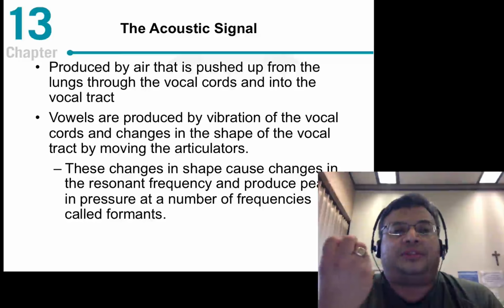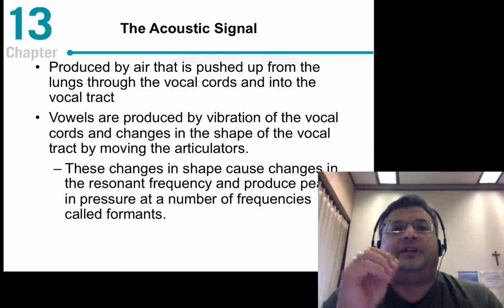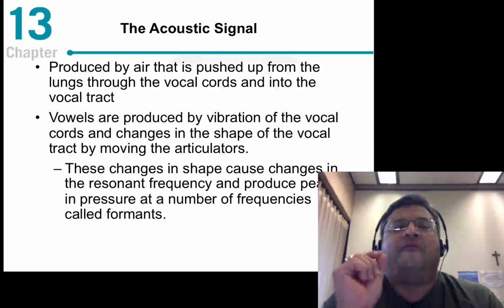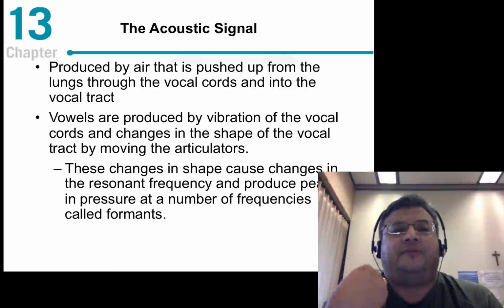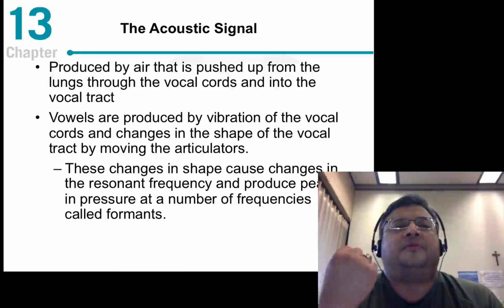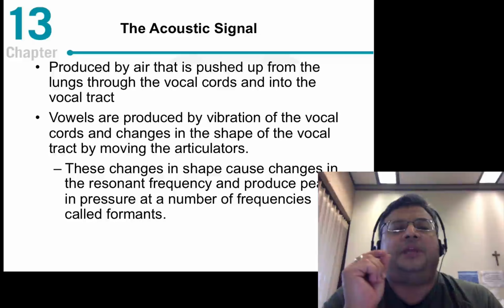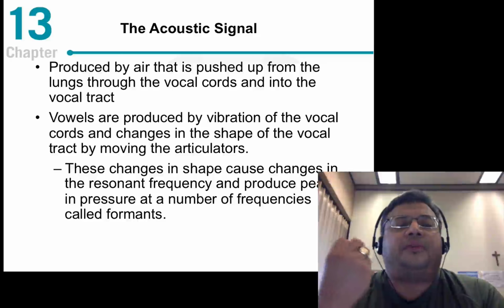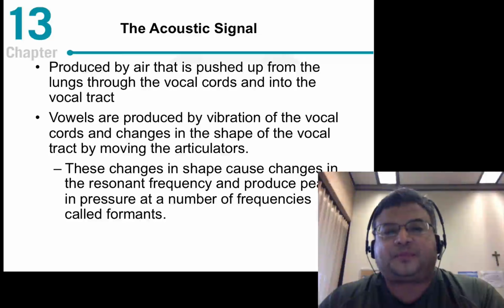We produce vowel sounds, and if you notice, vowels all have these particular long sounds like A, E, I, O, U. Vowel sounds are all produced by vibrating the vocal cords and changing the shape of the vocal tract. Other sounds are produced by manipulating the tongue and the lips. But vowels are produced simply by the vibration of the vocal cords and changing the frequency and the pitches and whatnot.